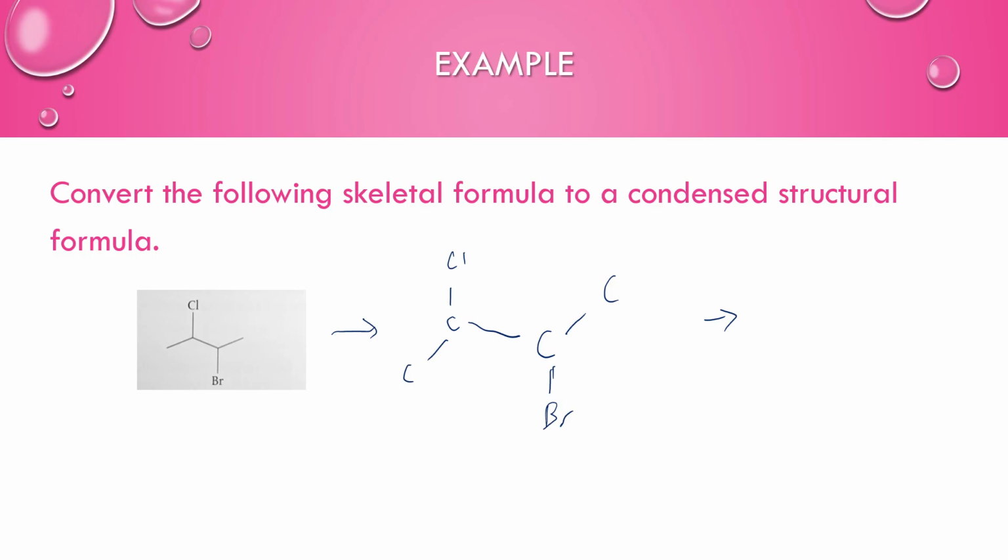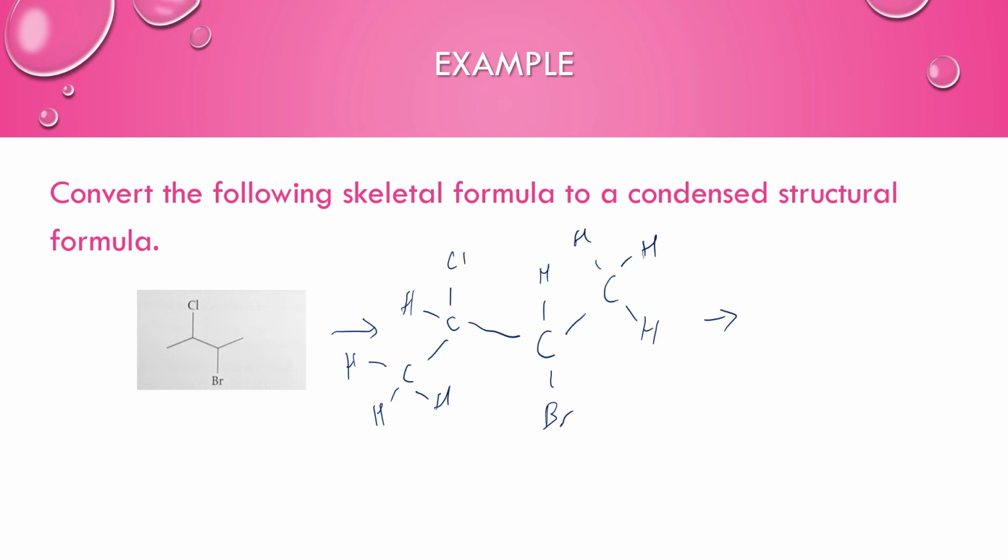But we're not done yet. We have to fill in the hydrogens. So carbon has to have 4 total bonds. That means this carbon needs another one and another one. And these carbons on the end need 3 hydrogens each to fill in. So this would be the complete structural formula.